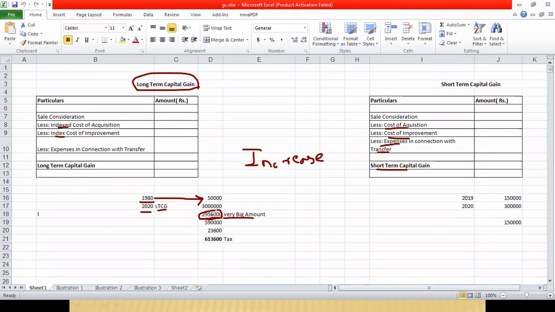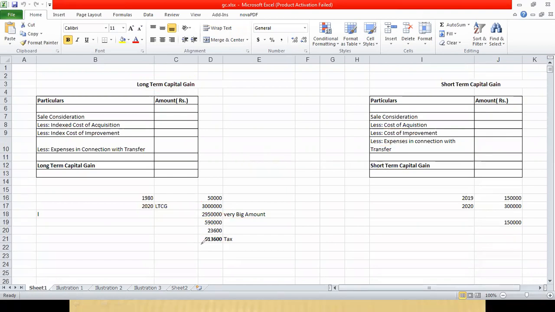If we calculate 20% on this, the tax will come to 5 lakh 90,000 plus 4%. So the total tax you will be required to pay is 6 lakh 13,600, which is a very big amount. So for this purpose, the Income Tax Act gives a benefit in long-term capital gain.